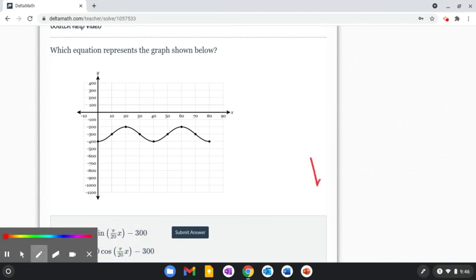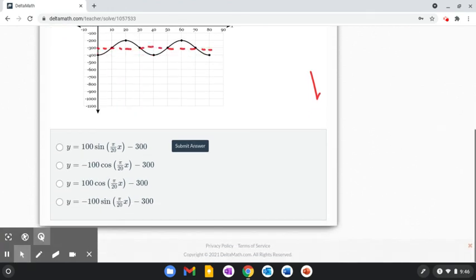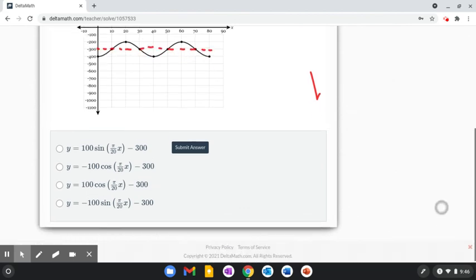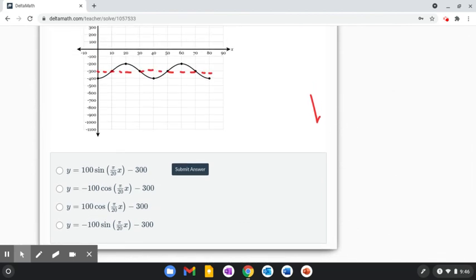All right, this one, we're down here at negative 300 for the midline, so we know it's going to be minus 300. They've all got that, so it doesn't help too much. Now notice another thing about this one. If we're trying to identify if it's sine or cosine, first of all, it does not start at the midline, which tells you that it is not sine. It tells you it's cosine. But it didn't start at the top. It actually started at the bottom.